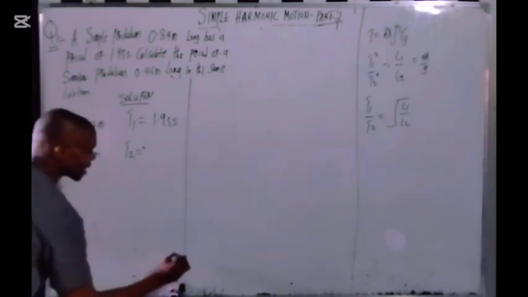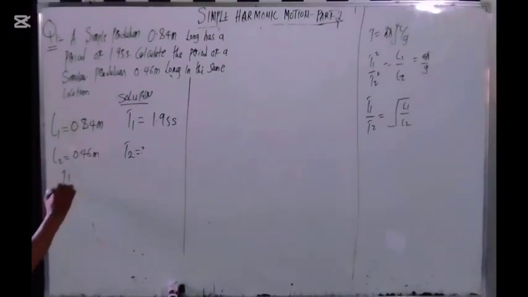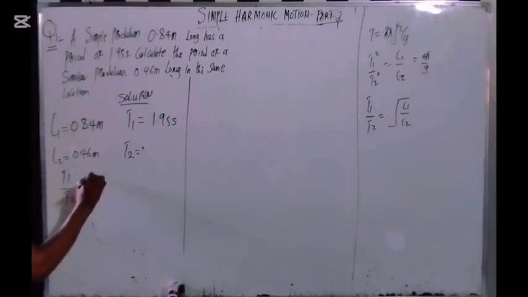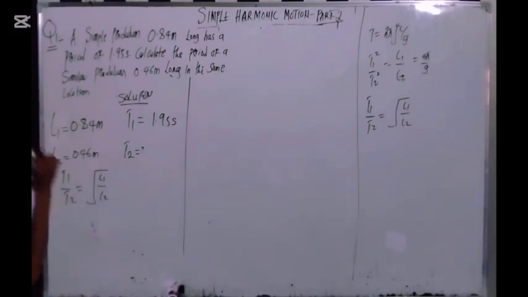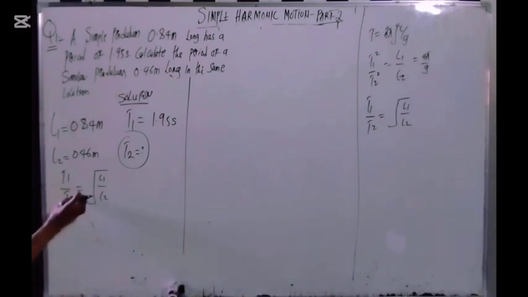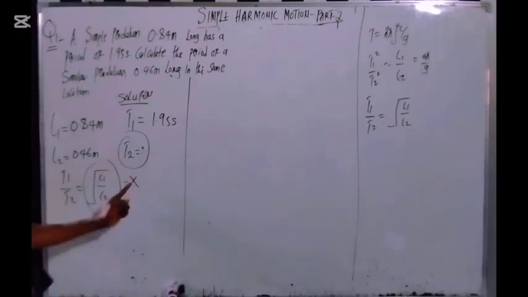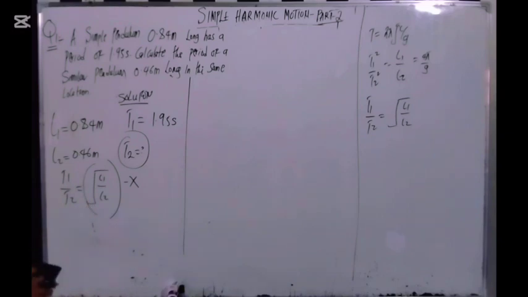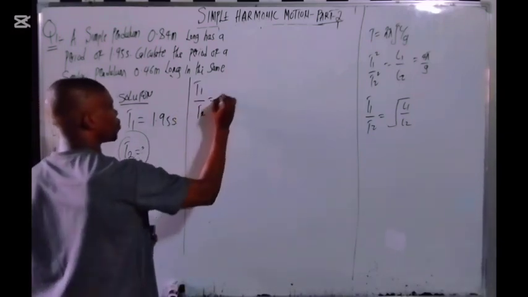You say you calculate. It's very easy. We are just using this formula here. T1 over T2 equals the square root of L1 over L2, right? So the goal is to make T2 the subject of the formula. To do that is very easy. I will assume the whole of this place to be X. If the whole of this place is X, I'm going to have T1 over T2 equals X.